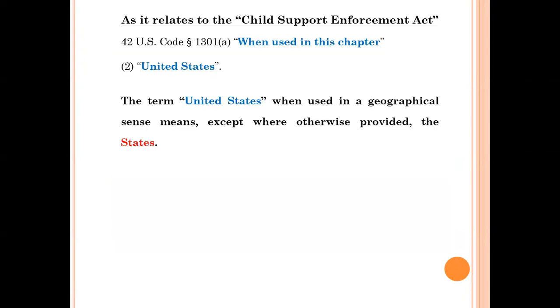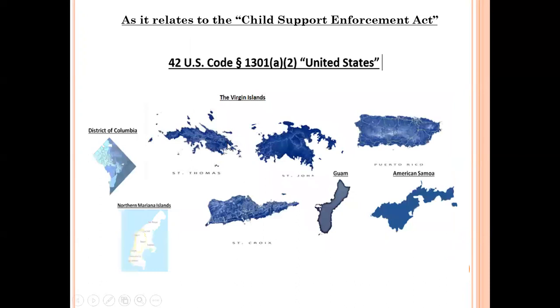As it relates to the Child Support Enforcement Act, they're utilizing 42 U.S. Code 1301(a)(2) for the term United States. When the term United States is used in a geographical sense, it means, except where otherwise provided, the states. Notice that this is a plural word here. So United States right here, and not this.